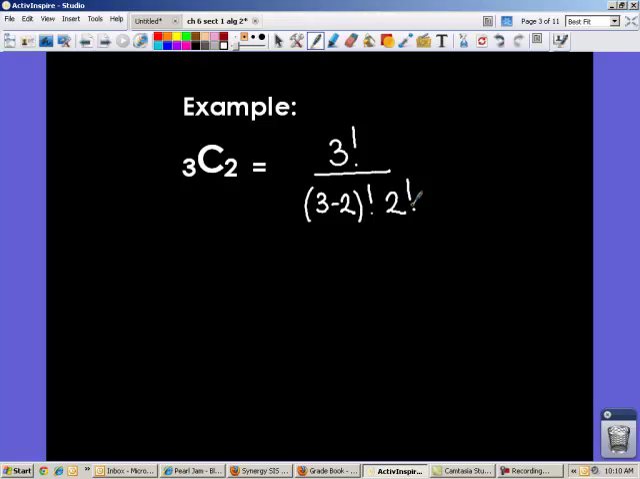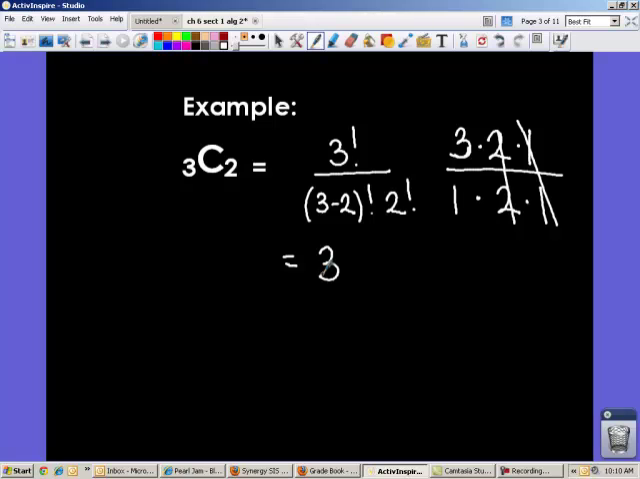And what this factorial means is basically counting down. So we have 3 times 2 times 1. 3 minus 2 is 1 inside the parentheses, so it'd be 1. And then 2 factorial is 2 times 1. And as you can tell, the 2's cancel each other and the 1's cancel each other. So we're left with 3. So the answer for this combination would be 3.